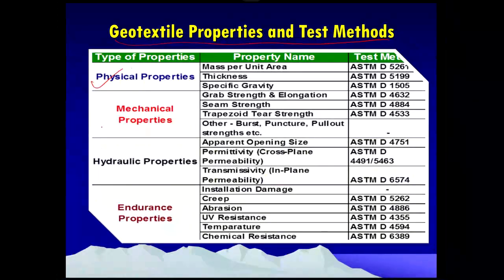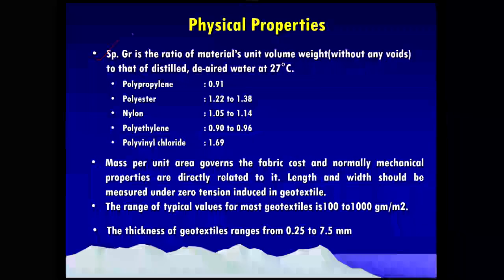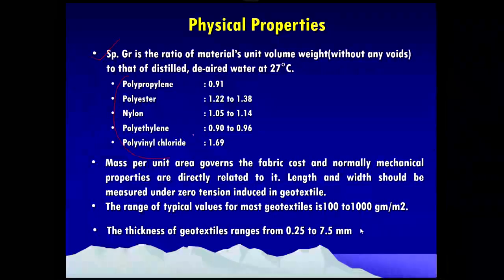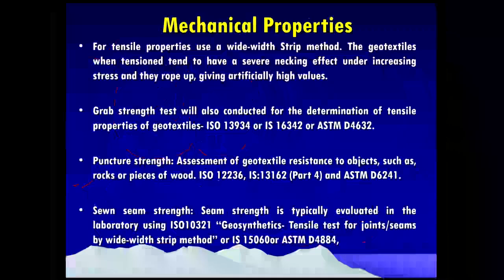So physical properties, mechanical, hydraulic, this is a mass per unit area, and these are the codes of practice that have been given. So you can always refer to those things. When it comes to the physical properties, I said one is the specific gravity. For the different fabric materials, polypropylene, polyester, nylon, polyethylene, they are given a range of specific gravity values as well as the mass per unit areas, and the geotextile thickness ranges from 0.25 to 7.5 mm.